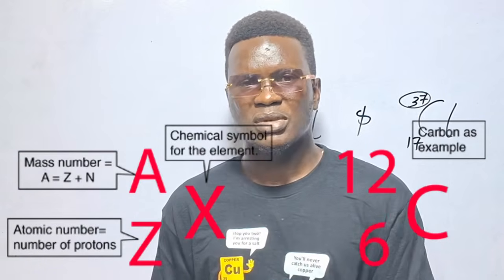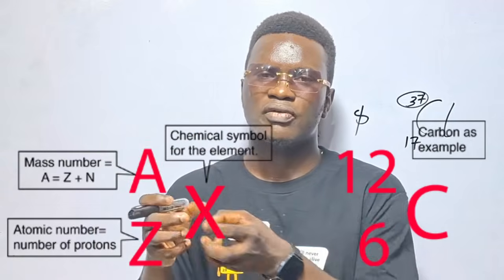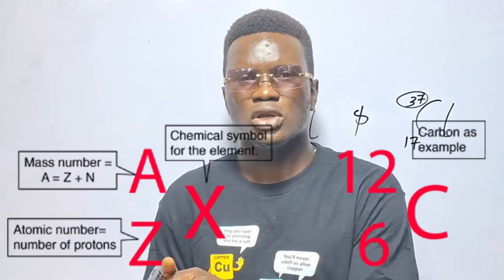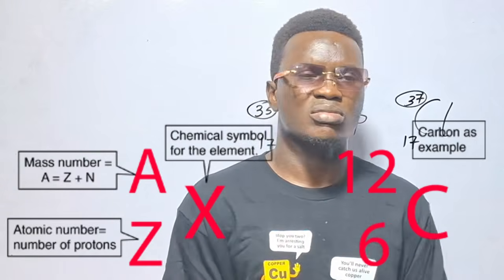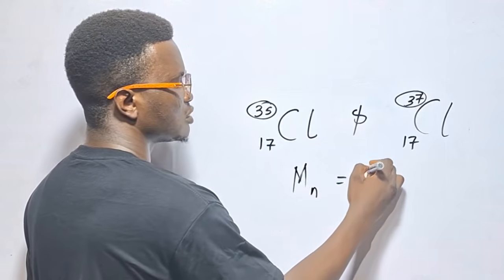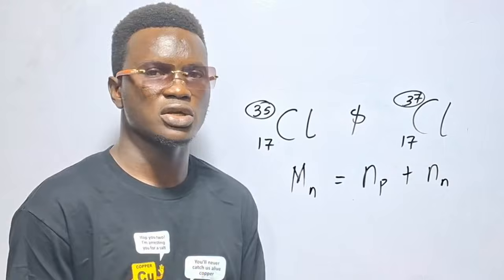The next thing is the mass number. What is the mass number? The mass number is the total number of protons plus the number of neutrons you have in the nucleus. That is the mass number. So it can be given as mass number equals number of protons plus number of neutrons that is found in the nucleus.